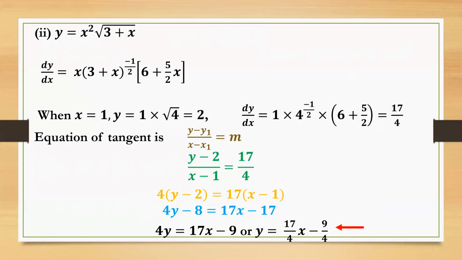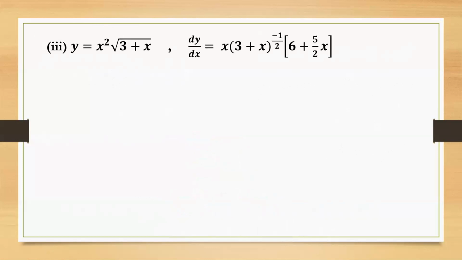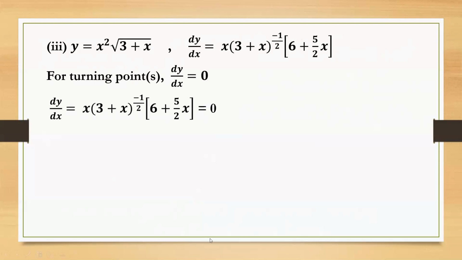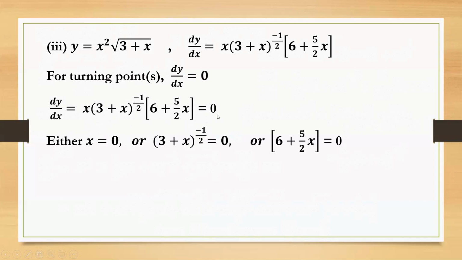Now for the last part, I need to find the coordinates of the turning points. So you will remember that turning points will be when dy by dx is equal to 0. So I will have the expression for dy by dx equal to 0. So either x will be equal to 0 or 3 plus x to the power of minus half equal to 0 or 6 plus 5 over 2x equal to 0.